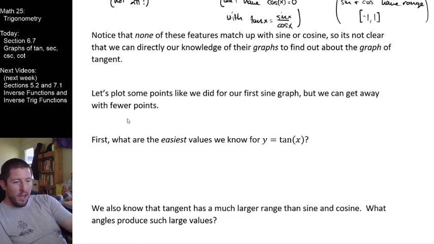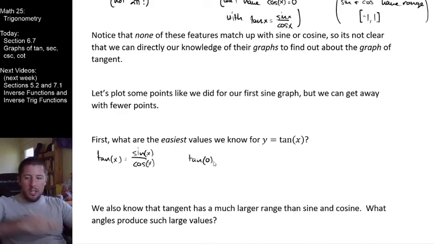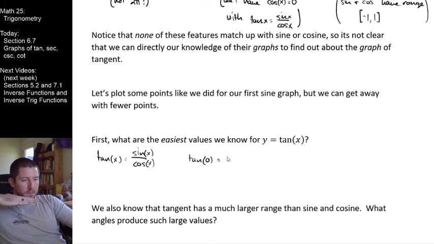I'm remembering that tangent of x, always remember, is sine over cosine. It's always a place to go back to. And so I'm thinking to myself, what about tangent of 0? Well, at 0 degrees, or 0 radians, you're getting the sine of 0 over the cosine of 0.